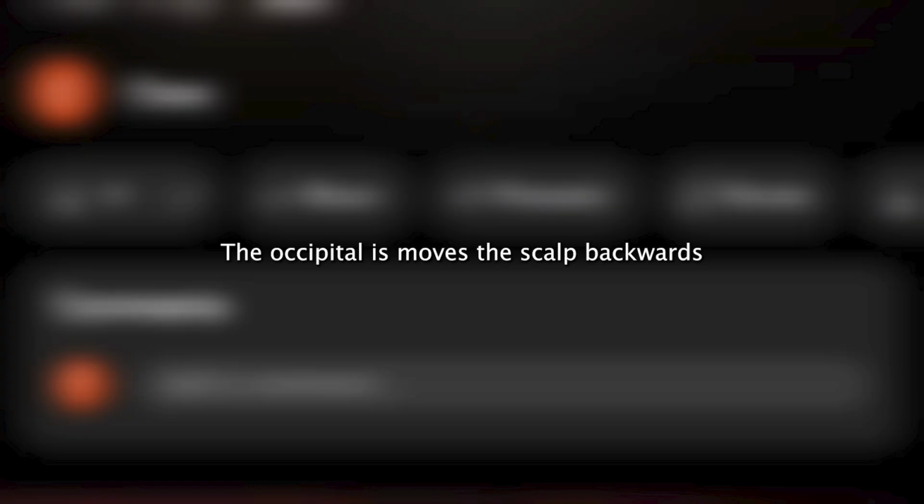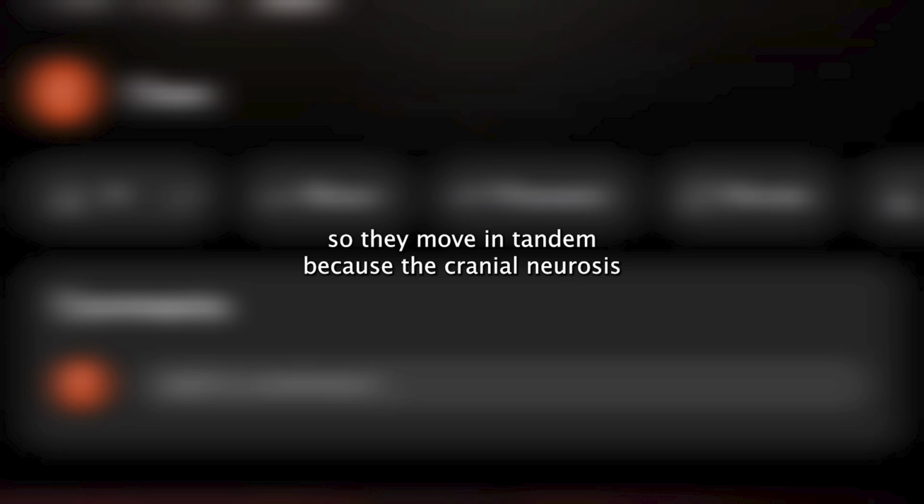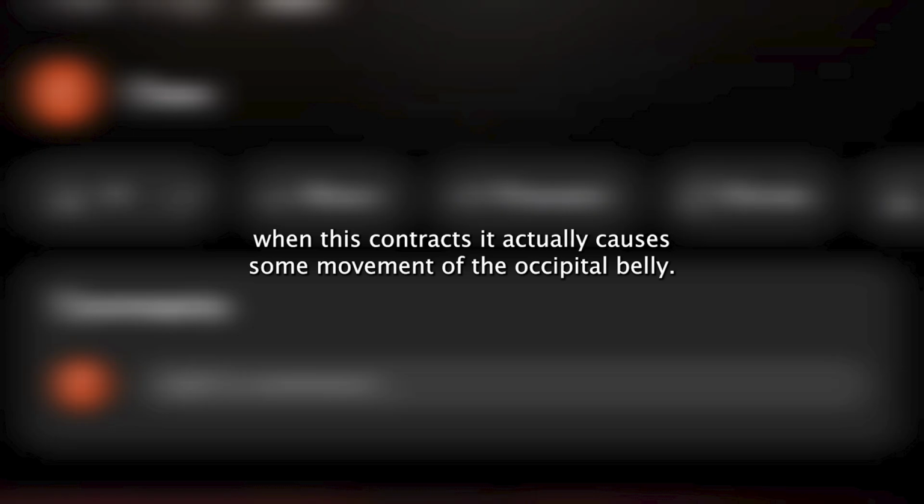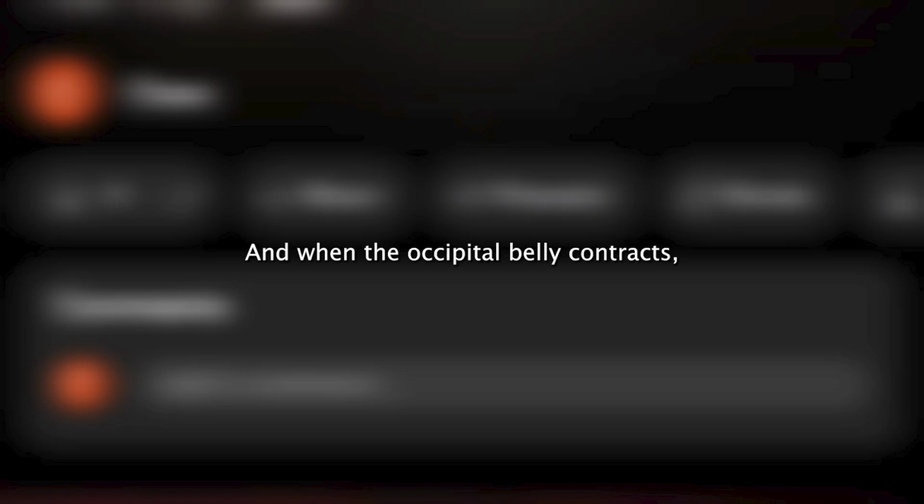The occipitalis moves the scalp backwards. They move in tandem because the epicranial aponeurosis, when this contracts, actually causes some movement of the occipital belly. And when the occipital belly contracts, it'll cause some movement here. So the two move in tandem, sort of. It's not an exact, perfect motion, but there is motion like that.